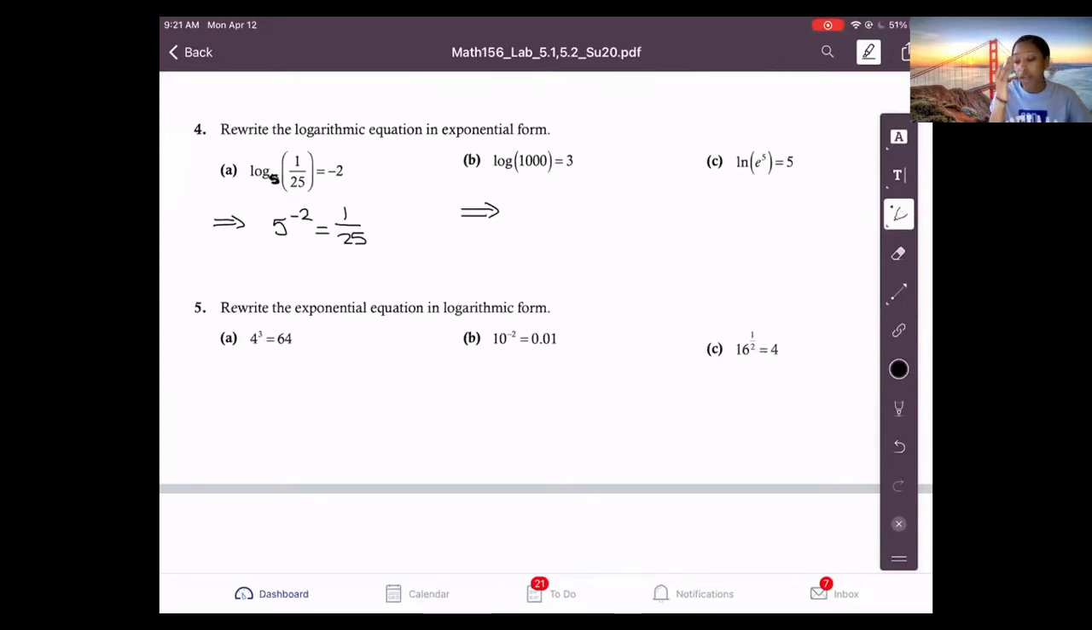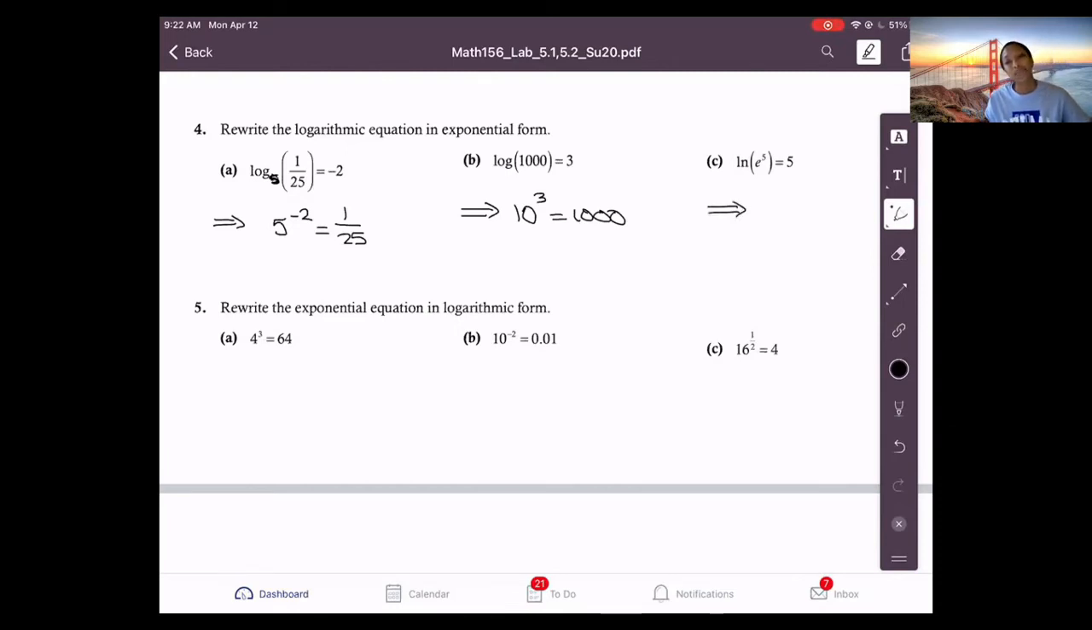Okay, for part B, log of 1,000 equals 3. Notice how there's no little subscript written next to this log. So there's no base 5 or base 4 or base 2. If there's no subscript written, we know that this is the common log and our base is 10. The logarithm is equal to 3, so our exponent should be 3. And then it's just telling us that 10 to the 3rd power equals 1,000, which is true.